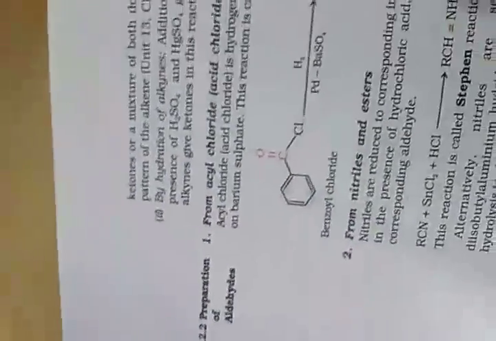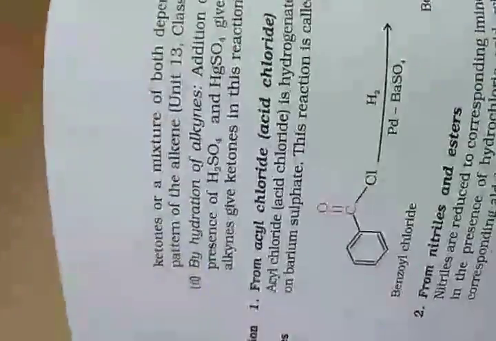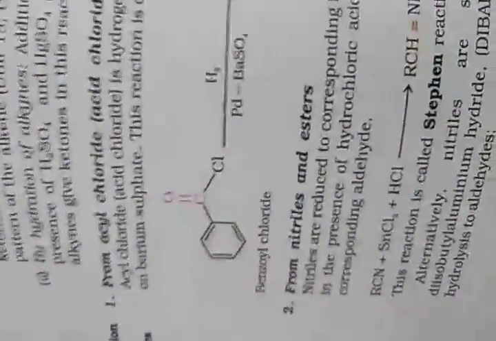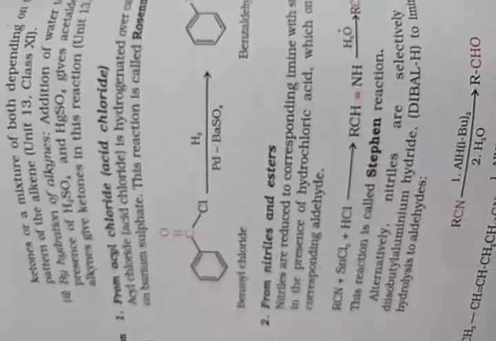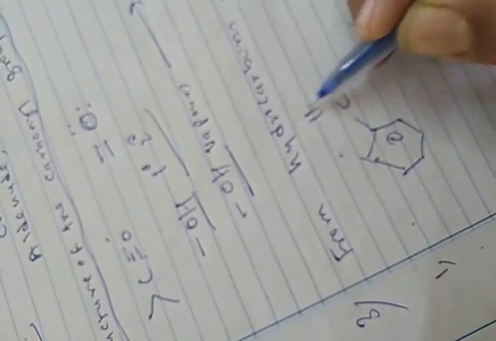Now our new topic, 12.2.2, preparation of aldehydes. That is in this chapter; earlier I only revised what we did in 11th or in earlier chapters. The first method is from acyl chloride or acid chloride. What is acyl chloride? You see this benzene structure connected with C double bond O, and this one is Cl. This is called benzoyl chloride.